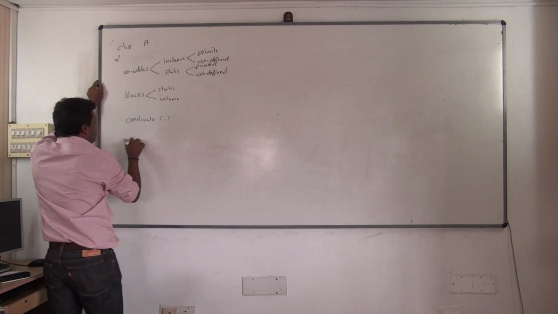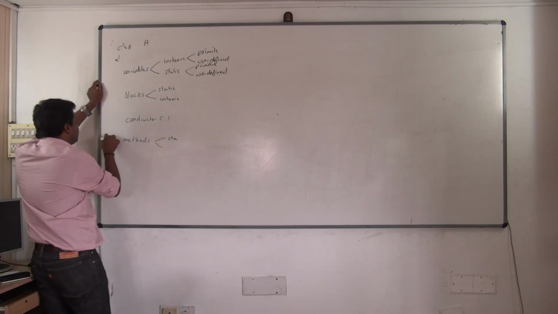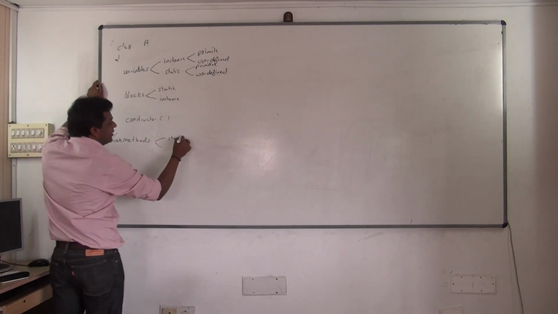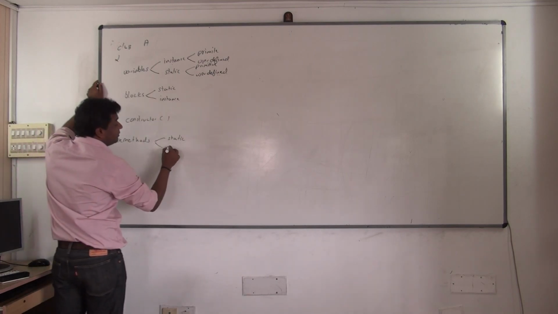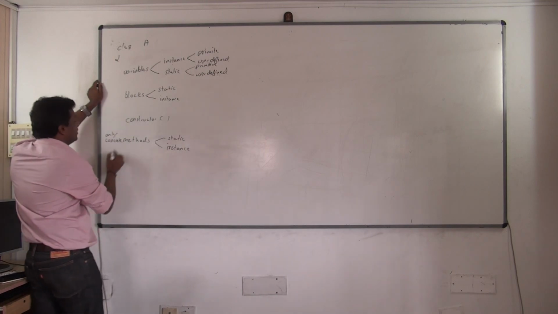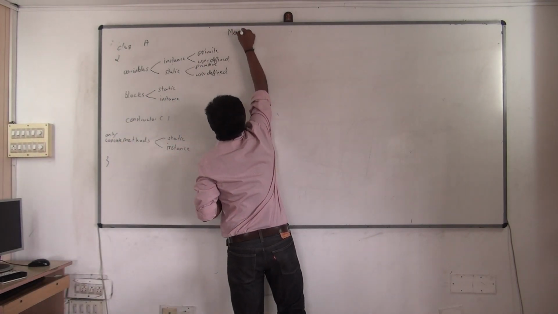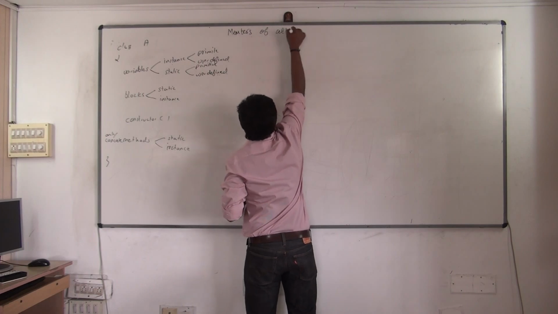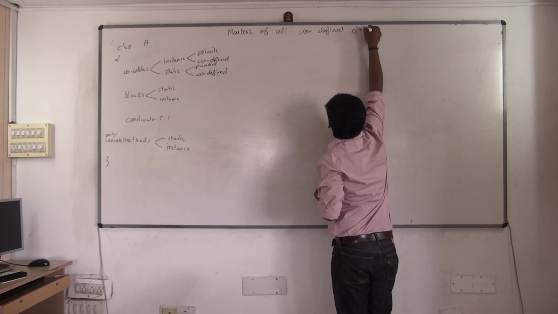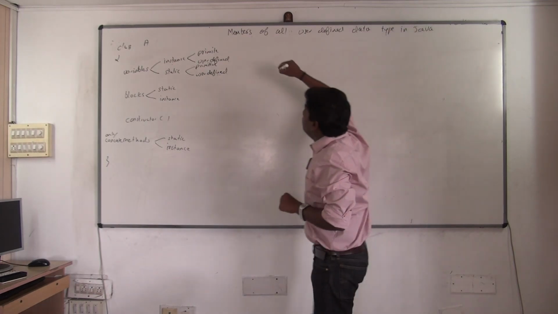Correct. Then you can have methods. They can be static. See, only concrete methods are allowed here. In a class, only concrete methods are allowed, and they can be static and instance methods. So these are the members of a class, members of all user defined data types in Java. Class is over.